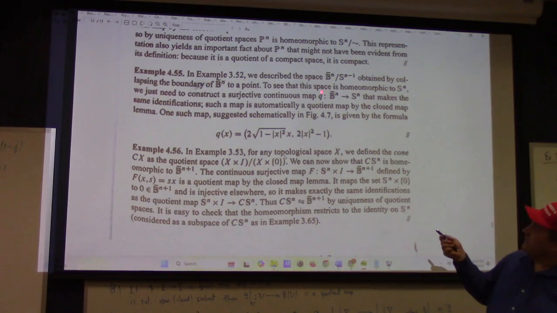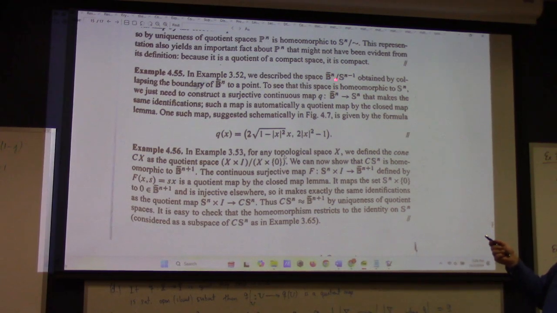This one here, the closed n-disk, mod the (n-1)-sphere obtained by collapsing the boundary of this to a point. We claim that is homeomorphic to Sn. We just need to construct a surjective continuous map from the closed disk to Sn, which makes the same identifications, and such a map is automatically a quotient map by the closed map lemma.